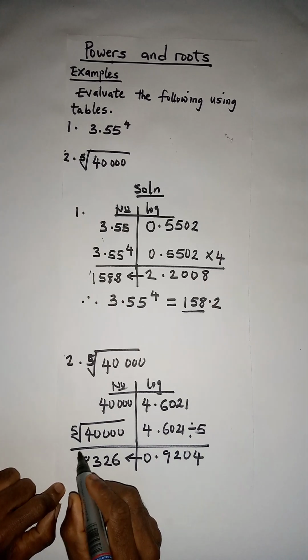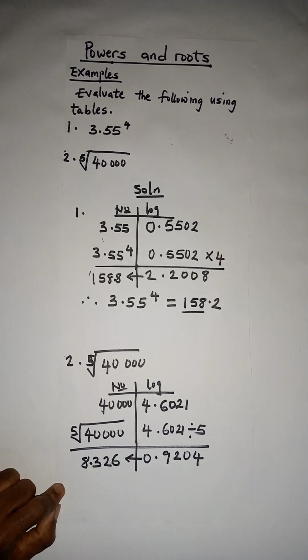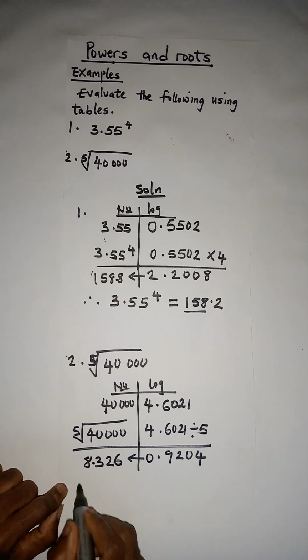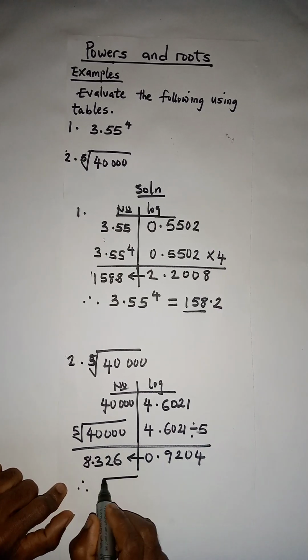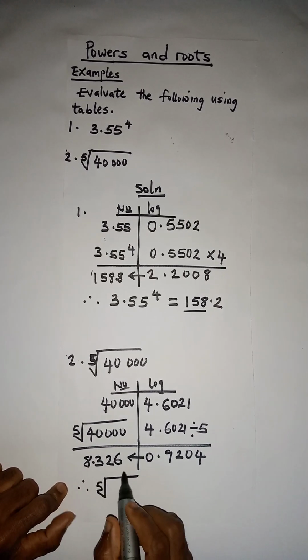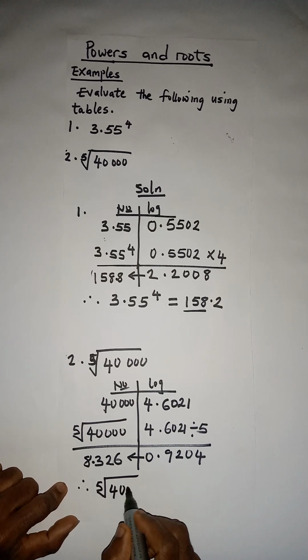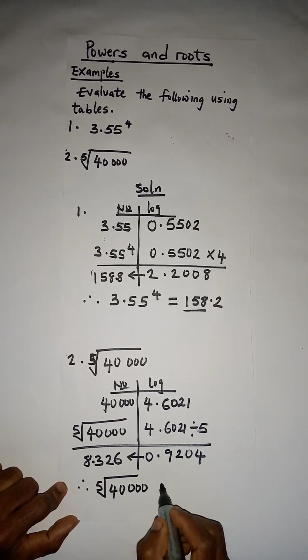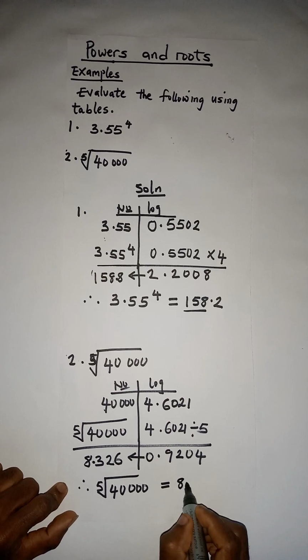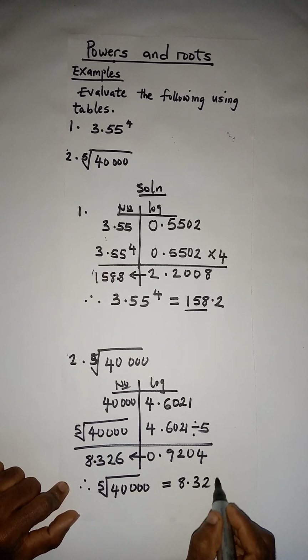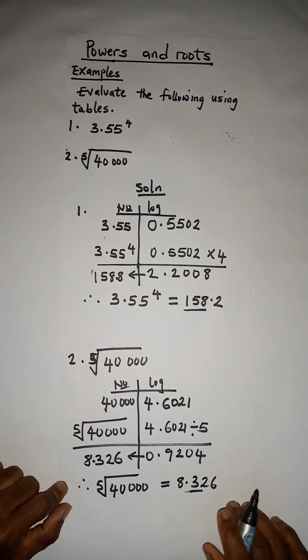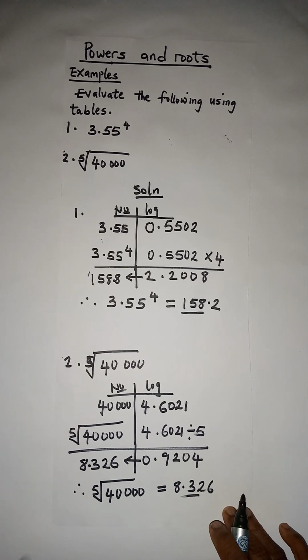So I'll move my decimal point 1 place and it will be there. So we can now say, therefore, the fifth root of 40000 is equal to 8.326. So that is the logarithm of that number.